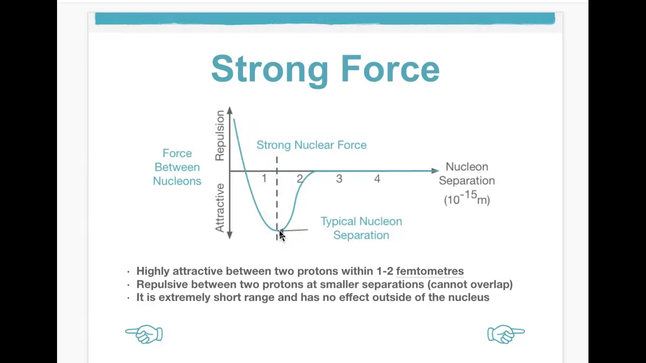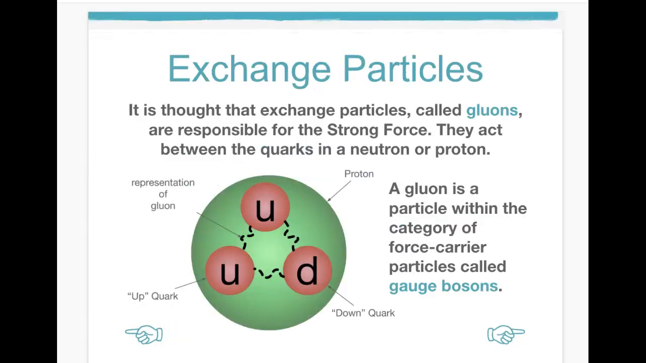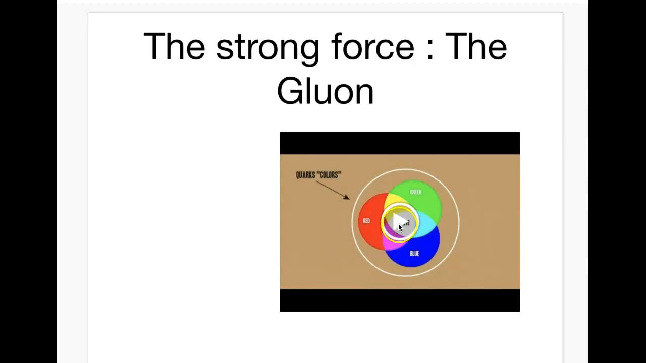The strong force is the strongest force. However, it acts only over an extremely short range and has no effect outside the nucleus. How does this force create an interaction between the quarks? It's thought that exchange particles called gluons are responsible for the strong force. They act between the quarks in a neutron and a proton. Let's hear a little bit more about this.